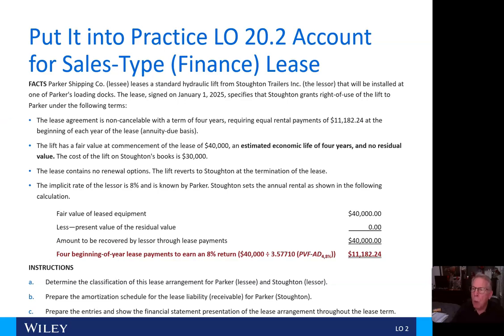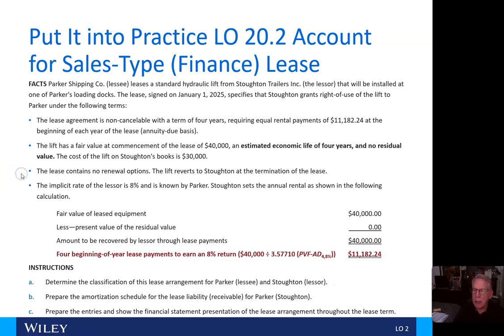following terms. 1. The lease agreement is non-cancelable with a term of 4 years, requiring equal rental payments of $11,182.24 at the beginning of each year of the lease, an annuity due basis. Number 2, the lift has a fair value at commencement of the lease of $40,000, an estimated economic life of 4 years, and no residual value. The cost of the lift on Stroughton's books is $30,000.